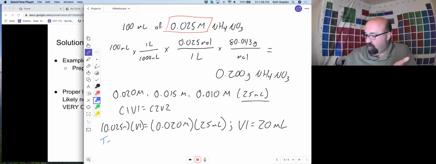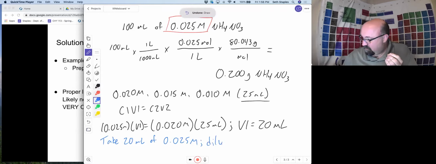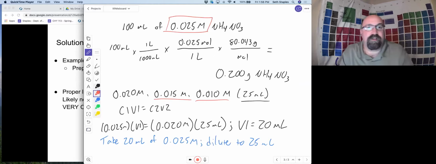I'll actually just write this out. So take 20 milliliters of the 0.025 molar that was previously made, and dilute that 20 milliliters, dilute with a U. Sorry, that's going to bug me if I don't fix it. Dilute up to a total of 25 milliliters. And then I'll have a 0.020 molar solution. And so then you'll just have to do the same thing in order to make your 0.015 and your 0.010 molar solutions.